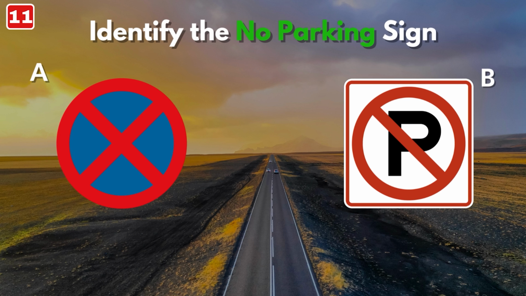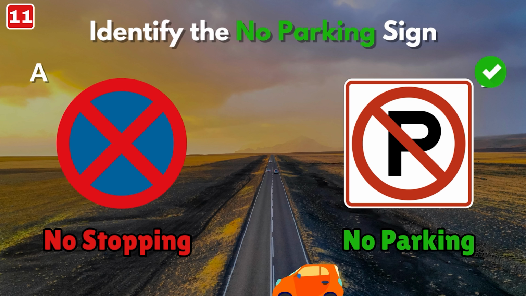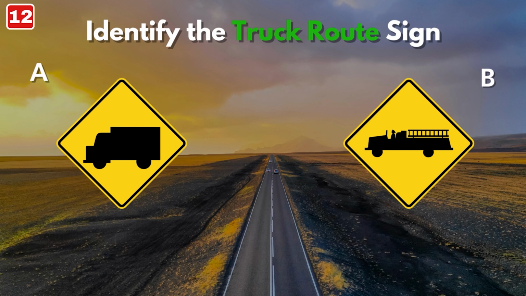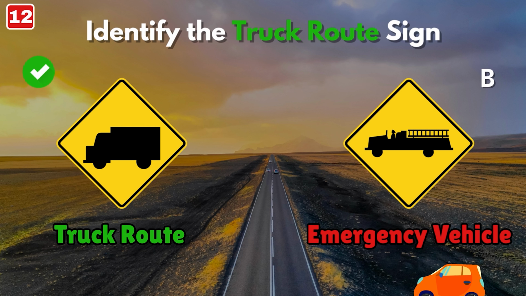Identify the no parking sign. Precise. B is the no parking sign. Identify the truck route sign. Sharp. A is the truck route sign.